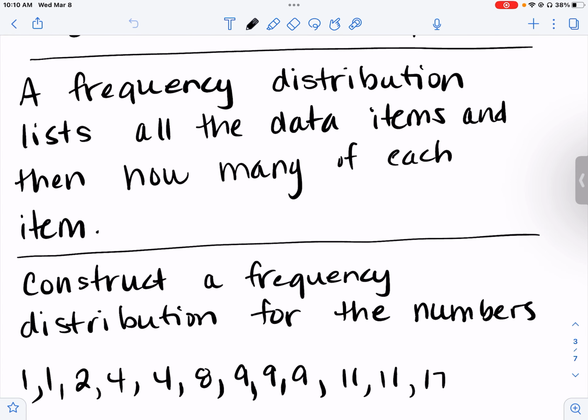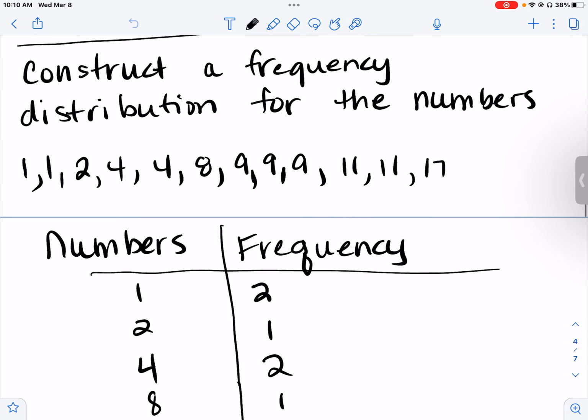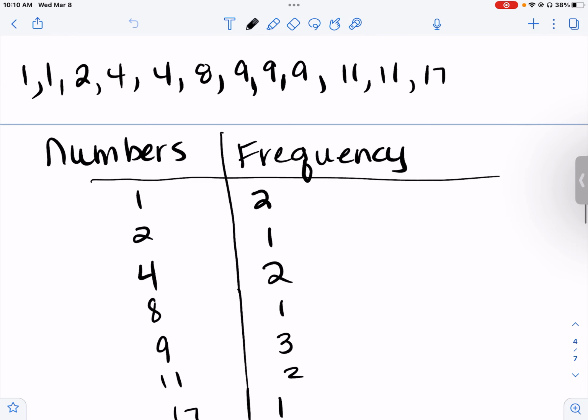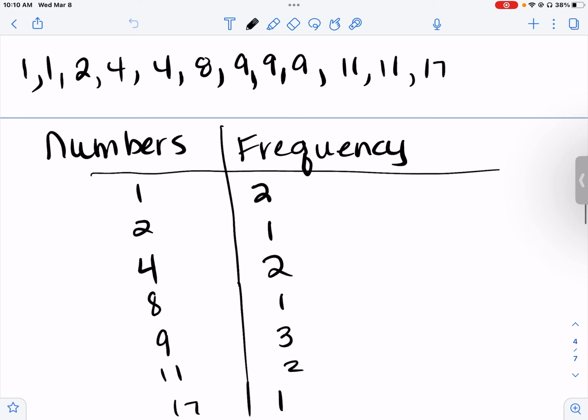A frequency distribution lists all the data items and then how many of each item. Construct a frequency distribution for the numbers. The numbers are listed there. We see that there are the numbers 1 through 17. There are 2 ones. Frequency just means count. There's 2 4s, 8 is there 1 time, 9 is there 3 times, 11 is there twice, and 17 is there 1 time.